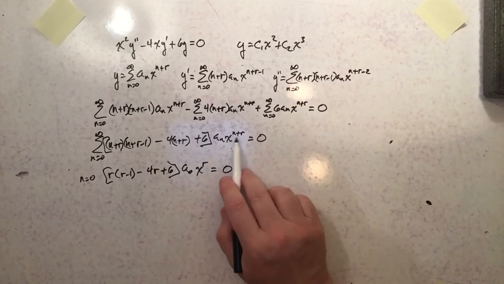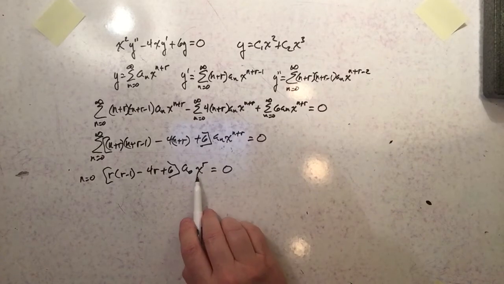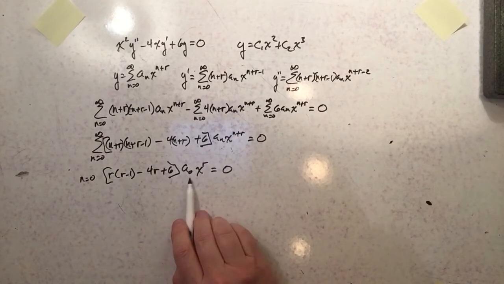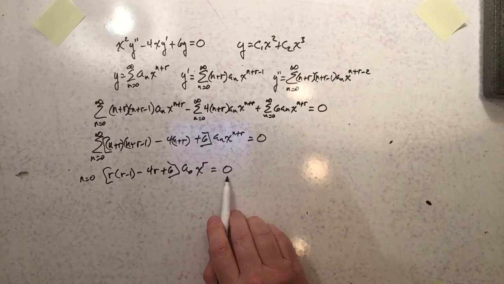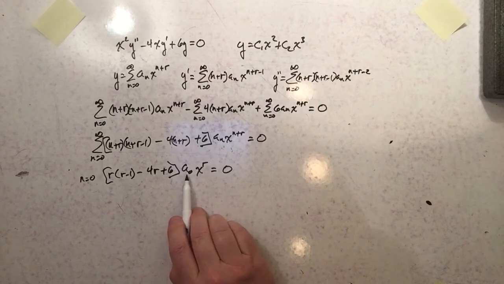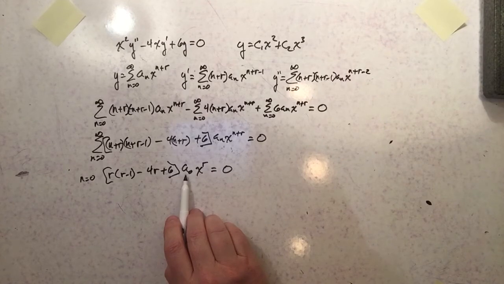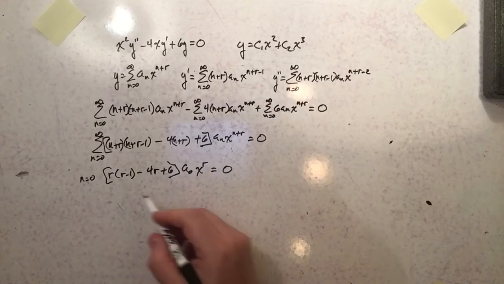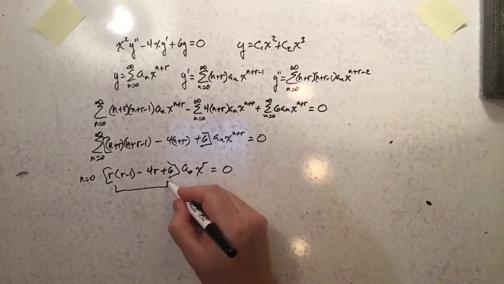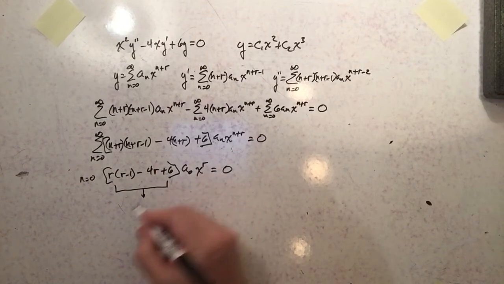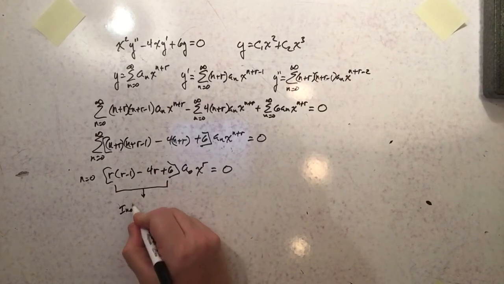I know that this whole coefficient here has to make the equation true, so either a naught has to be 0 or what's in here has to be 0. And I'm going to choose a naught deliberately to be non-zero. That means this has to be 0. And this right here has a special name. This is called the indicial equation.